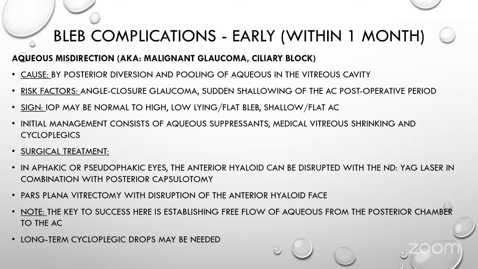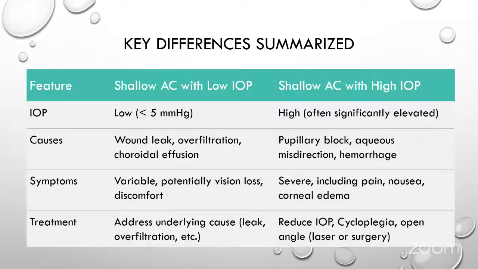Also, we need to understand that a patient who had malignant glaucoma in one eye is at a very high risk of having malignant glaucoma in the other eye. So all precautionary measures need to be taken, and all proper information also needs to be given to the patient. So this is just a summary of discussing a shallow anterior chamber and pressure, whether it's low or high. What are the values you see? What are the possible causes? How do they present? And what are the available treatments?